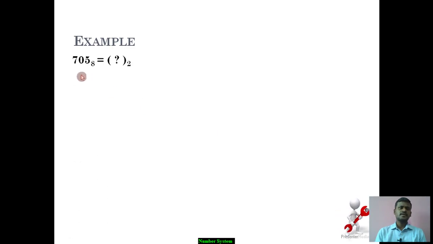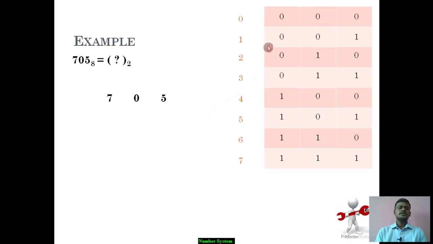The example is, we have the octal number 705 of base 8. This octal number needs to be converted to a binary number. So first we will take the 705. Then the next step is, we will take the octal table, and from this table we will try to search the binary equivalent values.